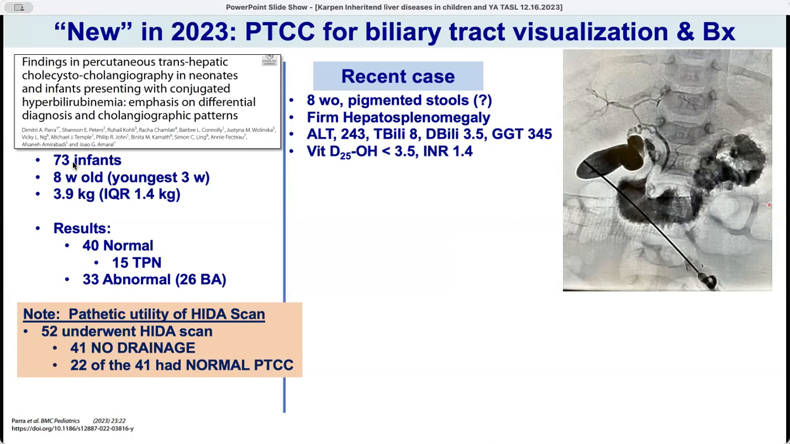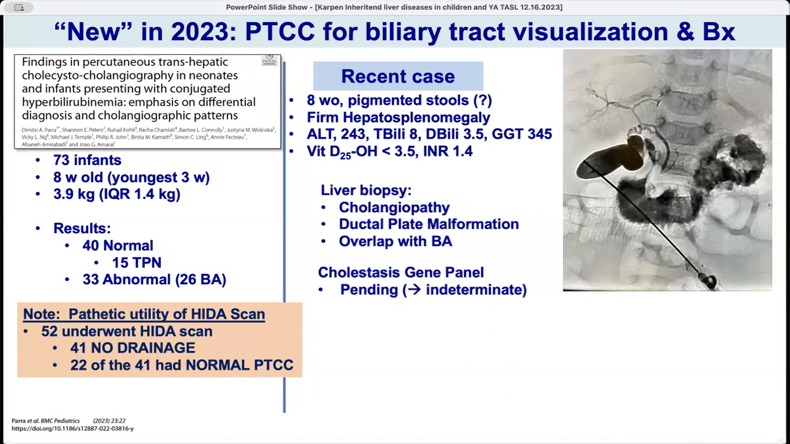And what were the results in these 73 infants? 40 were normal, like this patient here. 15 were due to TPN, but 33 were abnormal. Those, nearly all of them had BA. They also simultaneously did HIDA scans in 52, of which 41 had no drainage, but 22 of those 41 had a normal PTC. In other words, it was a coin flip whether the HIDA scan was helpful.